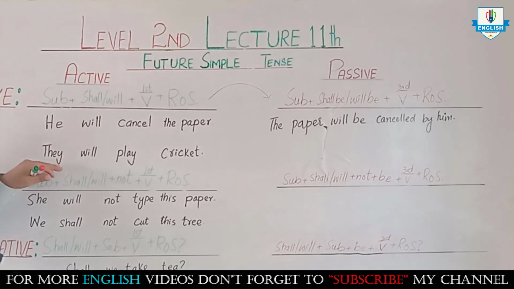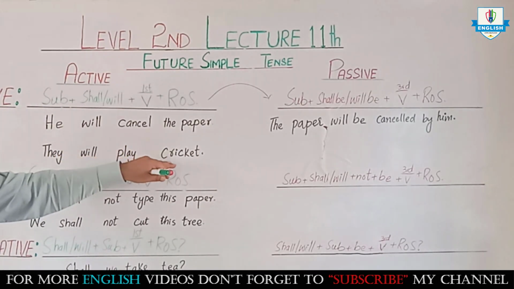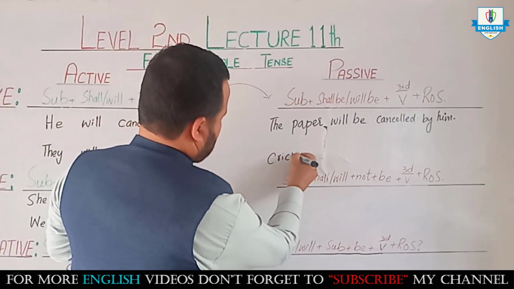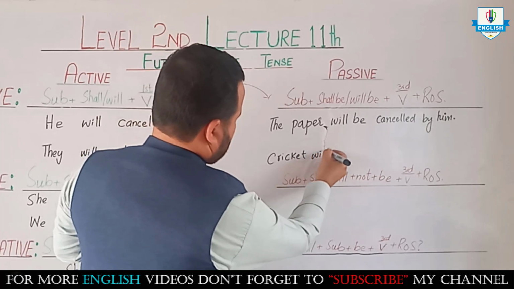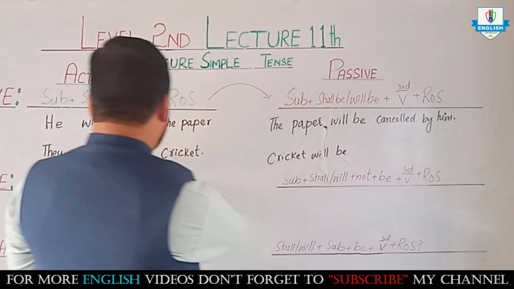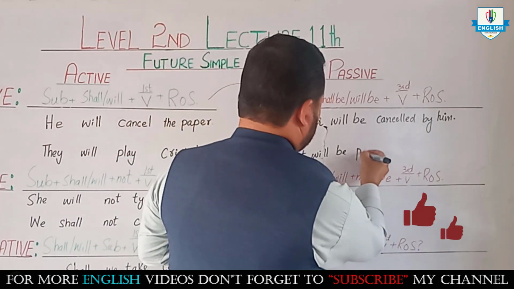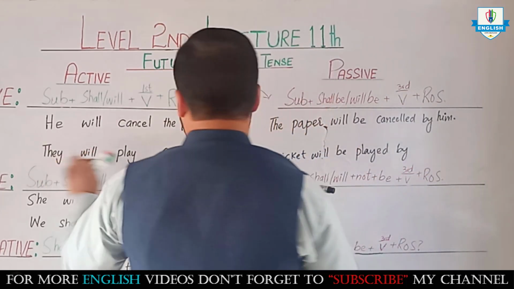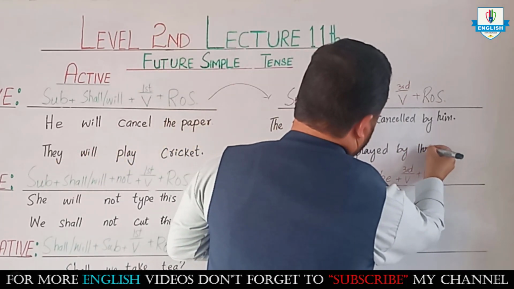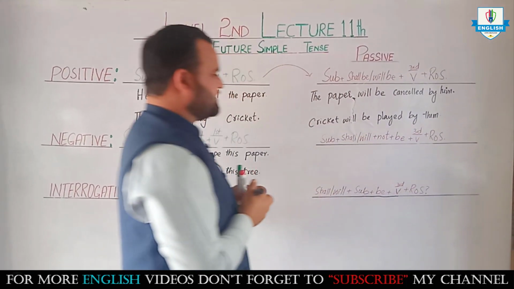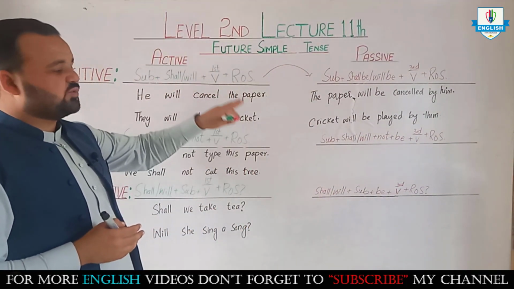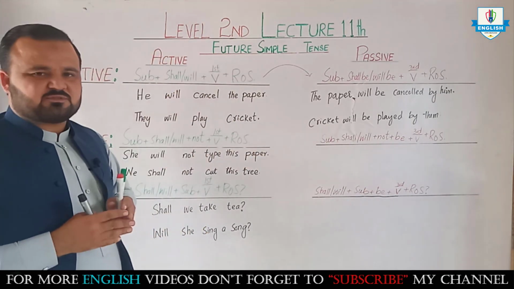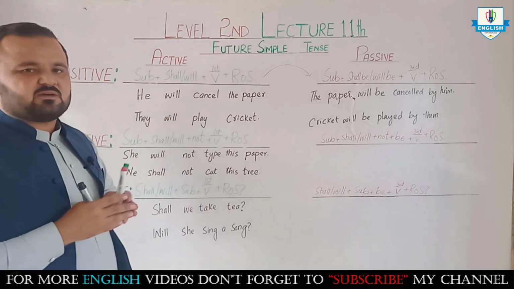Look at another sentence. They will play cricket. Cricket will be played by specific agent, and they will change to them. Got it? This object will go to the place of subject and this subject will go to the place of object. So them is the objective case of they.